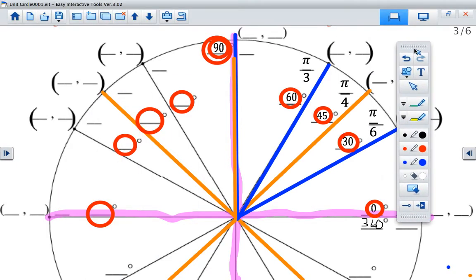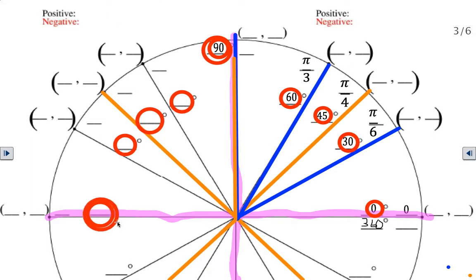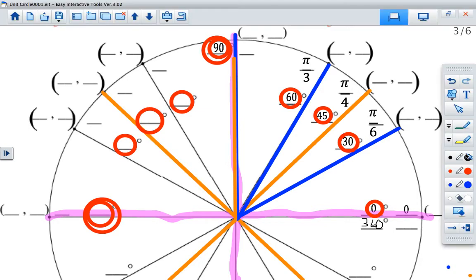So sometimes you'll repeat or you'll land on the same spot more than once. Okay. So you guys can keep going around on your unit circle and finish filling out the different lines for your degrees. And then for your radians, basically you've got the same thing.